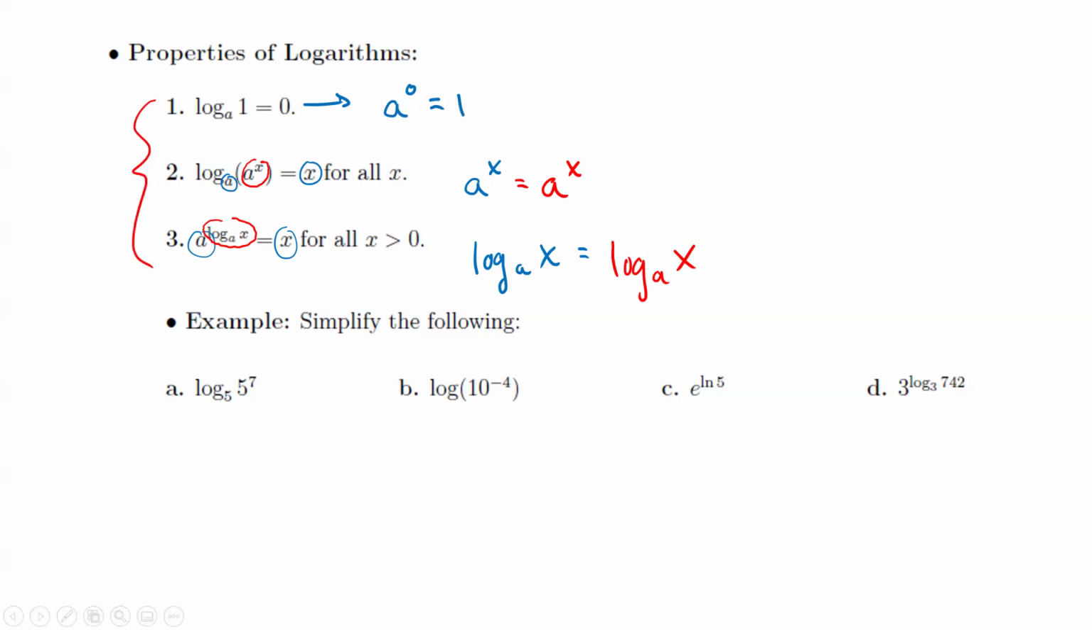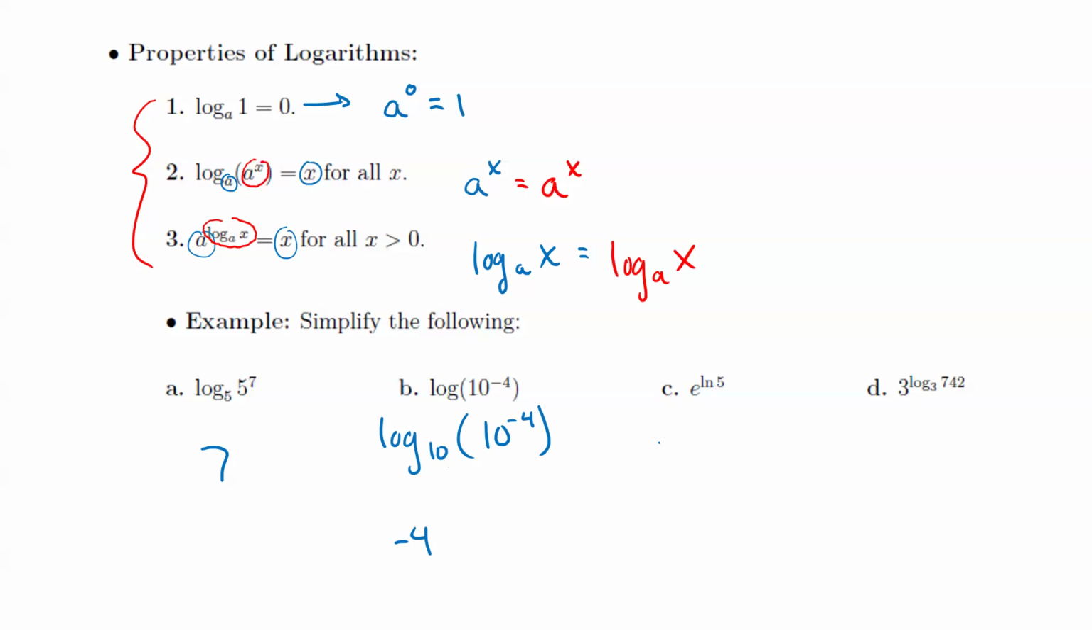So in part A, the log base 5 of 5 to the 7th, you can just write down 7 immediately, knowing that the 5s kind of just cancel each other out in a way. For part B, you should take a moment to rewrite it so that the base is showing. There's no base written. It really means there's a 10 there. And so we end up with just -4, because the bases once again match.